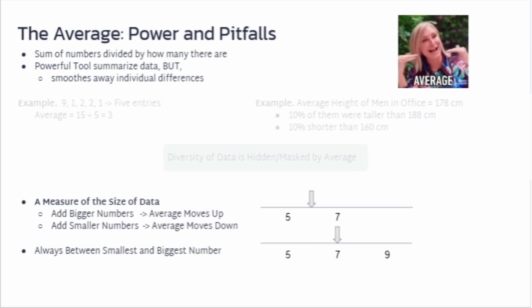That's your average. So if you now add 9 to your list, then you have 3 numbers: 5, 7, and 9. And the average of these 3 numbers, if you do the math, is 7. You can see that by adding a bigger number to your data, your average has moved up. And that's how the averaging process works.